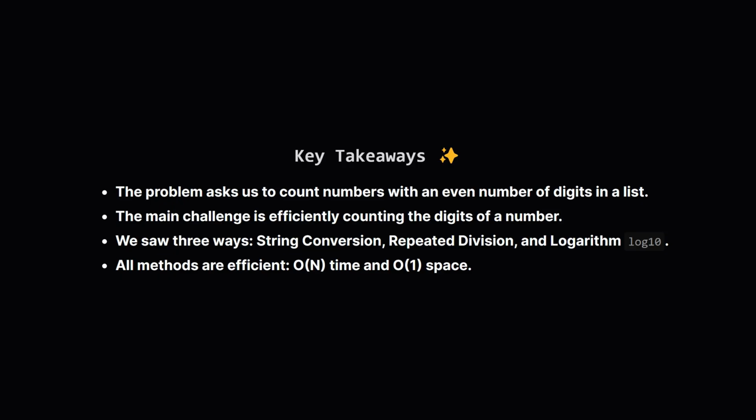So let's recap. The problem was simple. Count the numbers in a list that have an even number of digits. The key was figuring out how to count those digits. We looked at 3 solid ways: turning the number into text and checking its length, repeatedly dividing by 10 until the number hits 0 while counting the divisions, and using the neat math trick with base 10 logarithms. All of these approaches work well and are efficient, running in time proportional to the list size, order n time, and using minimal extra memory, order 1 space. Pick the one you find easiest to understand.